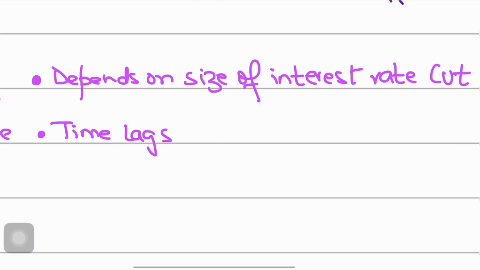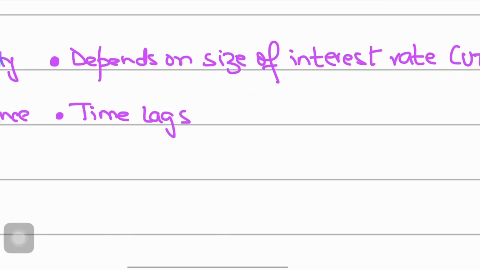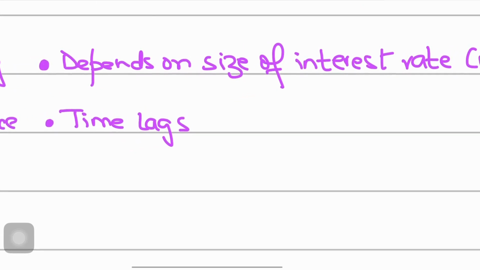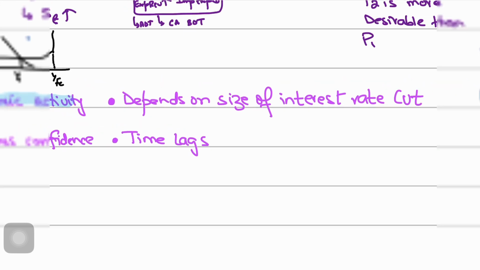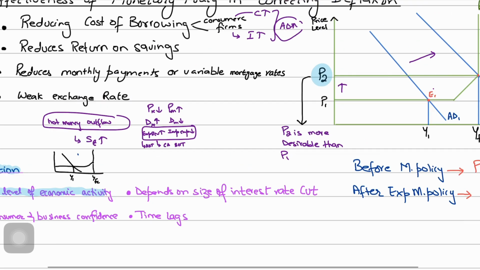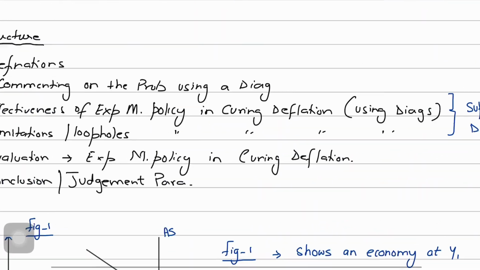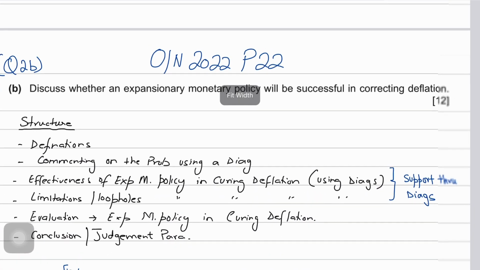You could also say that the effectiveness of monetary policy would depend upon time lags, as in the length of the time. I mean, you need to say that it depends upon the length of the time lags for interest rates, that is monetary policy, to actually have an effect on your wider economy. Because you see, if you're trying to correct a deflation, then the question says discuss whether expansionary monetary policy will correct your deflation. That's what the question says. Will be successful in correcting deflation.